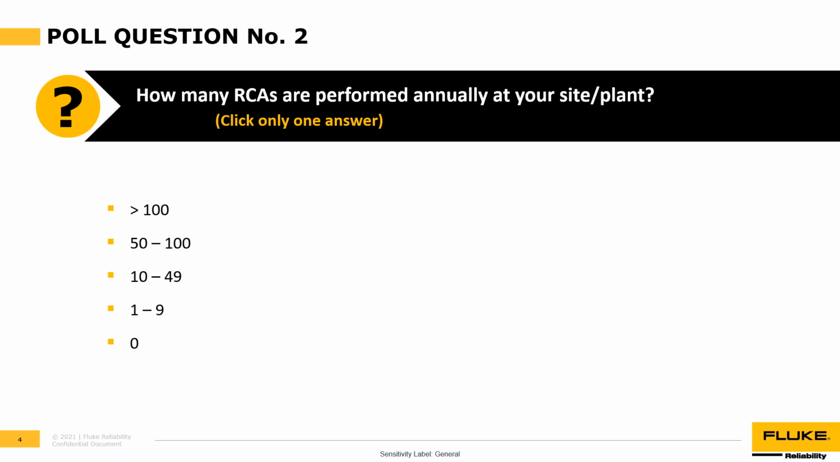All right, and Lee, if you'd like me to verbalize them again, I can. Please. We have 37% that said 1 to 9, 26% that said 10 to 49, 20% that said 0, 14% 50 to 100, and 4% were greater than 100. Okay, that's a good normal distribution.